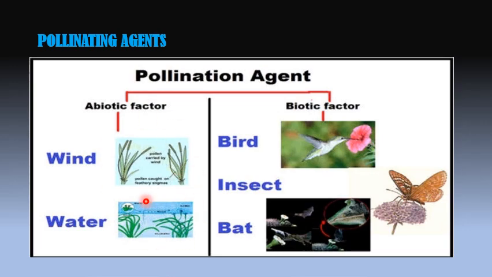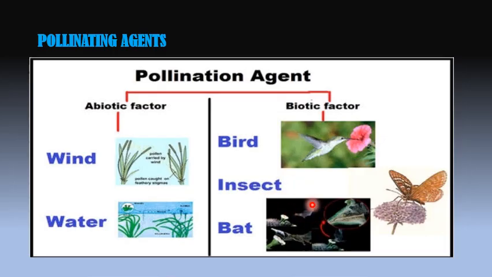Another type is biotic factors. A better example I can give you is birds, such as hummingbirds and sunbirds. Usually they prefer brightly colored tubular flowers with lots of nectar, like hibiscus. There they transfer the pollen. The second one is insects. Usually bees, butterflies, moths, and beetles undergo this process. They are attracted by bright flowers, nectar, and scents.